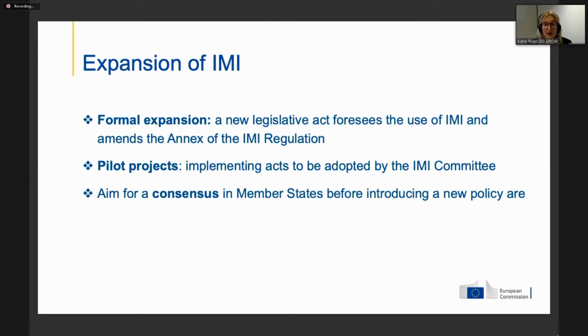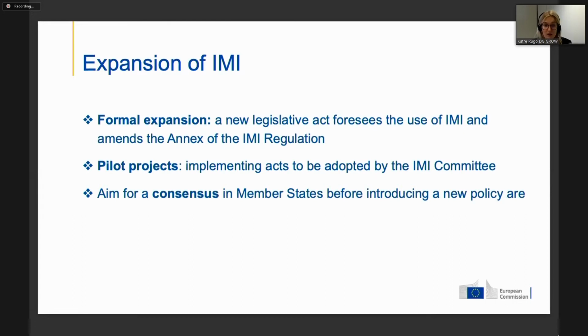So there are two ways to introduce a new area into IMI. The first one would be the formal expansion. When a new legislative act is discussed, the use of IMI is directly foreseen in the act. This was also the case for the mobility package. When the acts were discussed in the Council and in the European Parliament, legislators agreed that IMI would be used for 3 different exchanges in the mobility package.